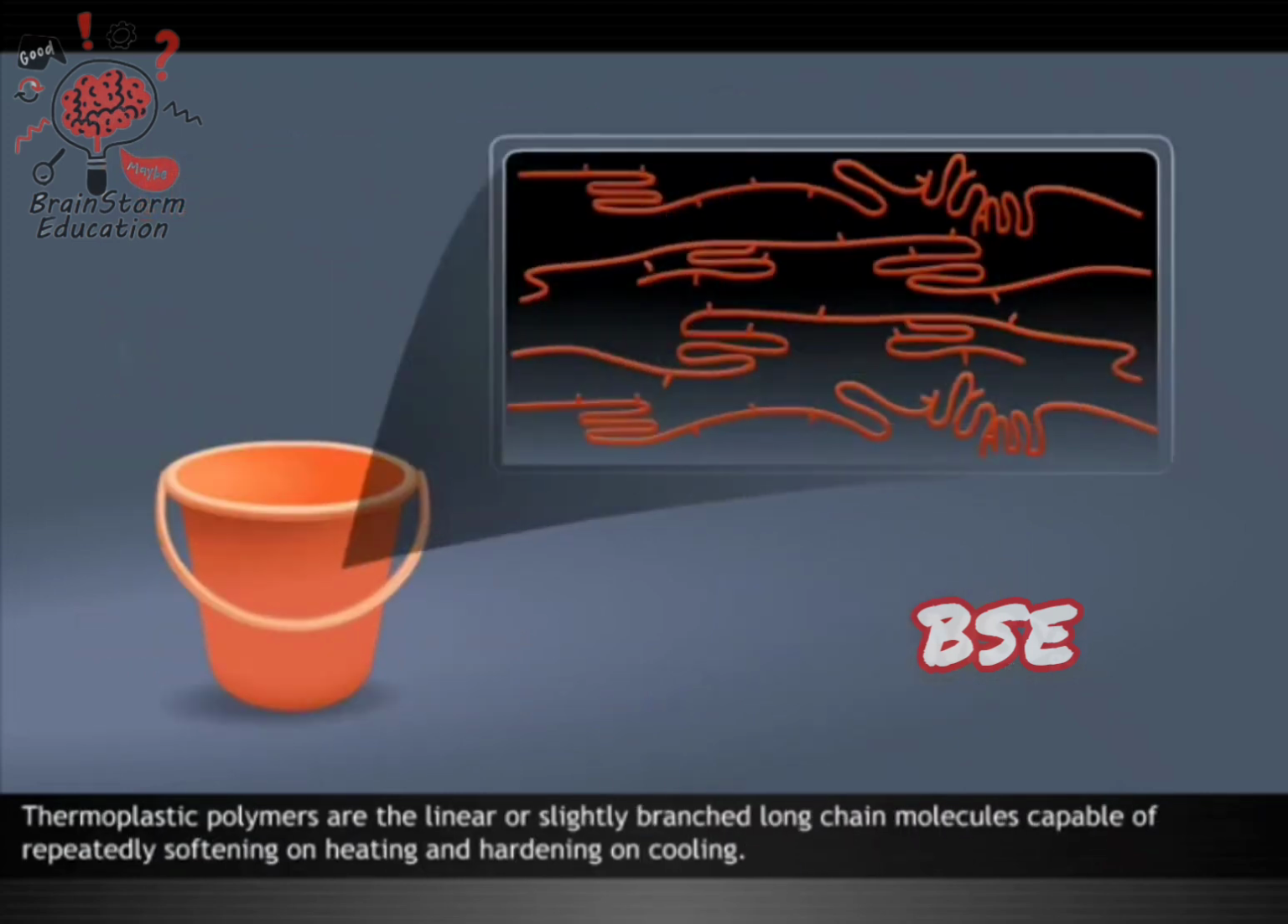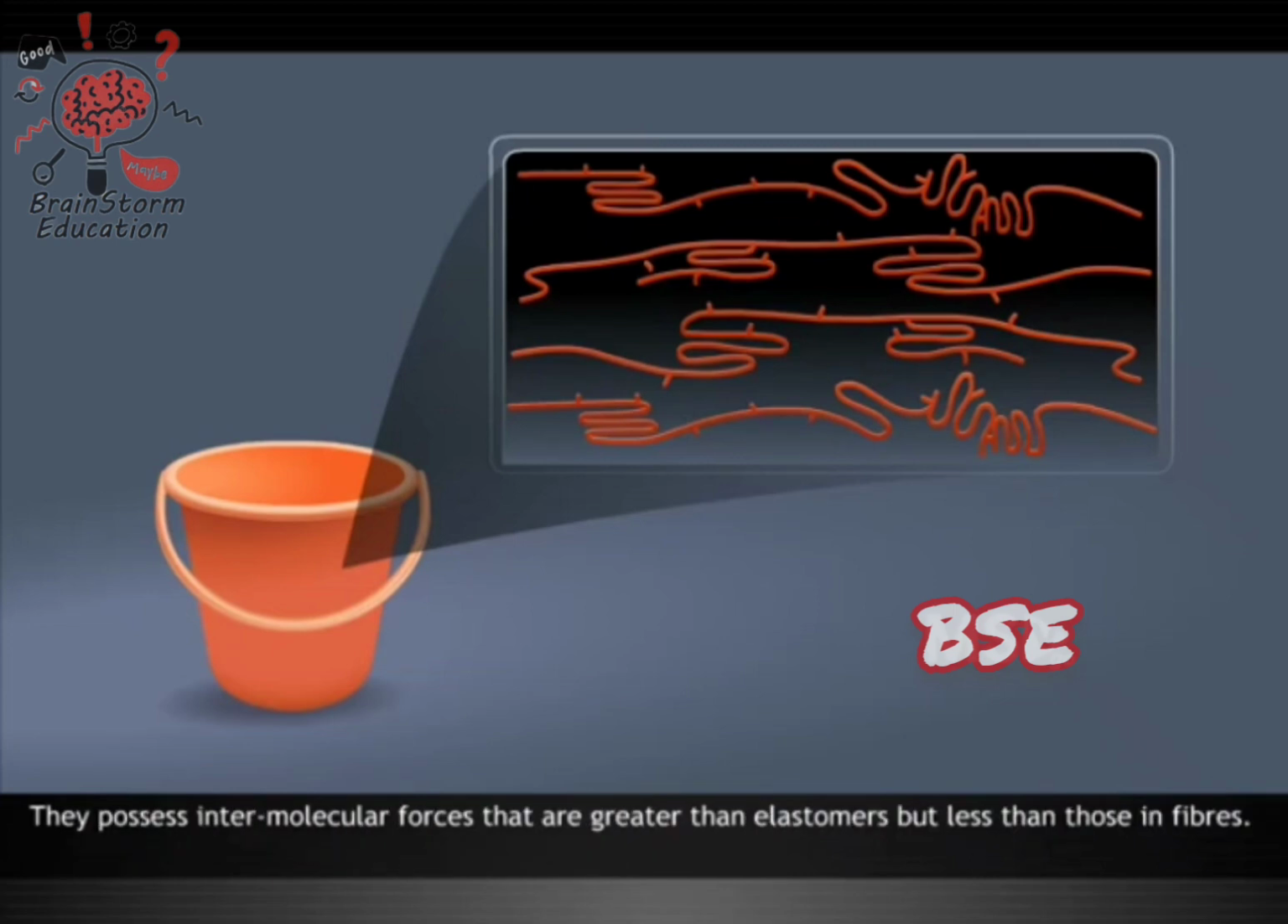Thermoplastic polymers are the linear or slightly branched long-chain molecules capable of repeatedly softening on heating and hardening on cooling. They possess intermolecular forces that are greater than elastomers but less than those in fibers.